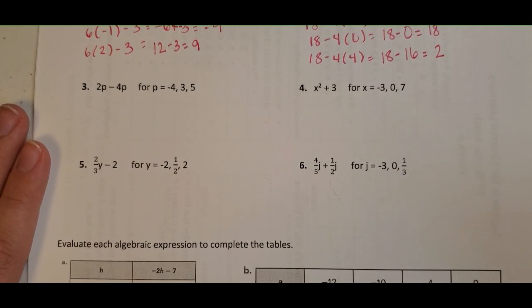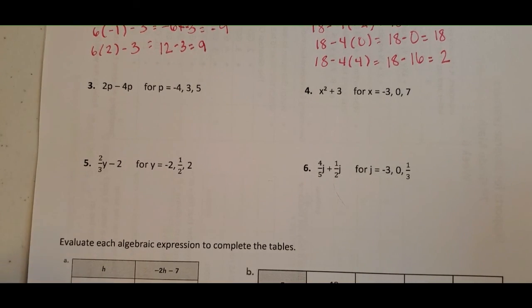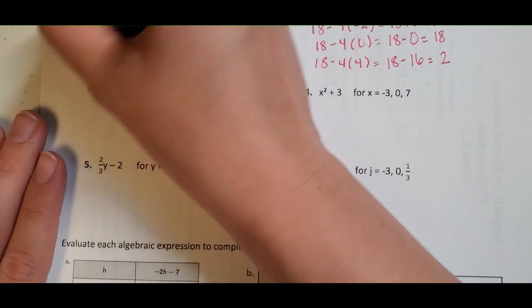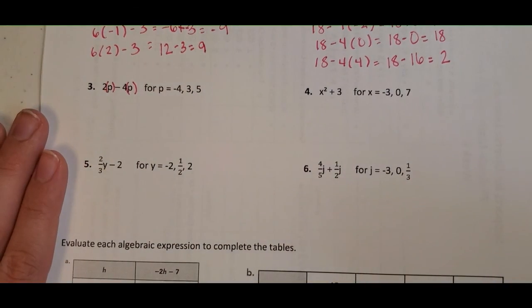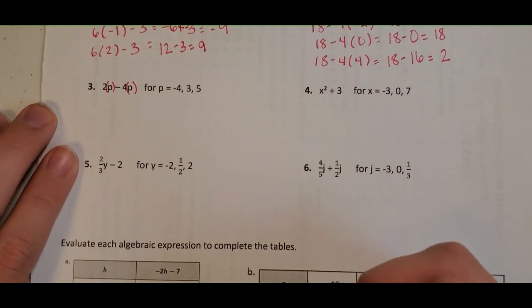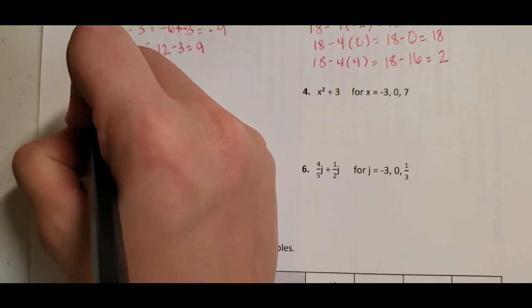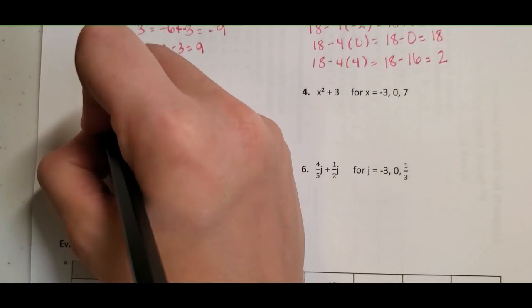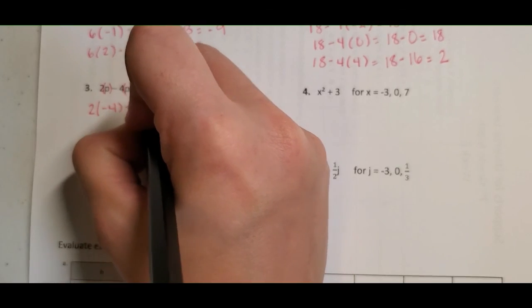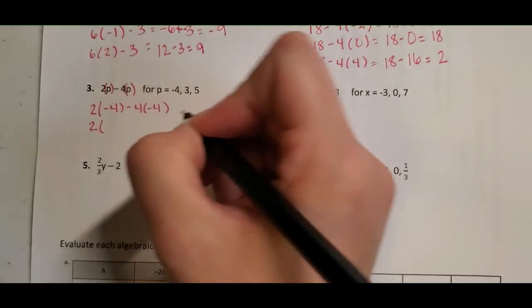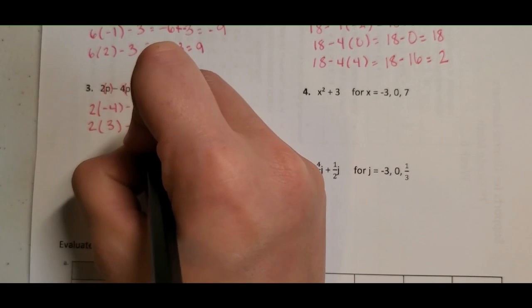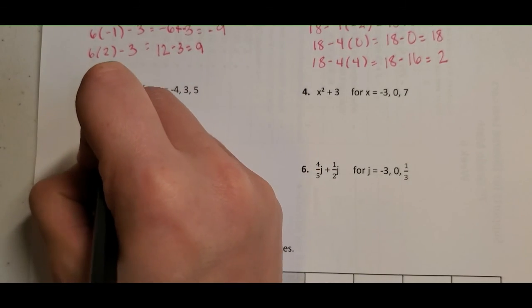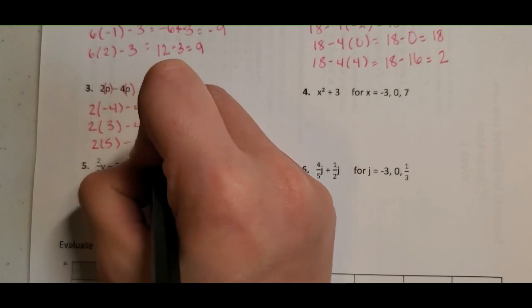Number 3. I have 2p minus 4p. So remember that these both mean to multiply. And I have p equals -4, 3, and 5. So I'm going to have 2 times -4 minus 4 times -4. Then 2 times 3 minus 4 times 3. And then 2 times 5 minus 4 times 5. Okay?